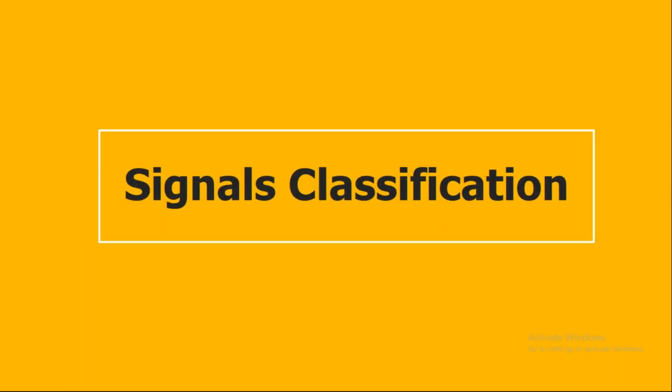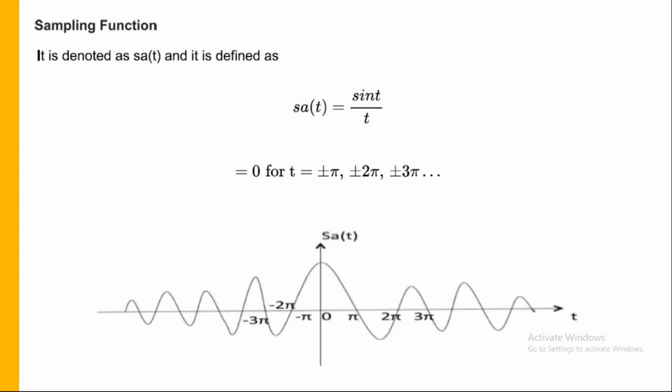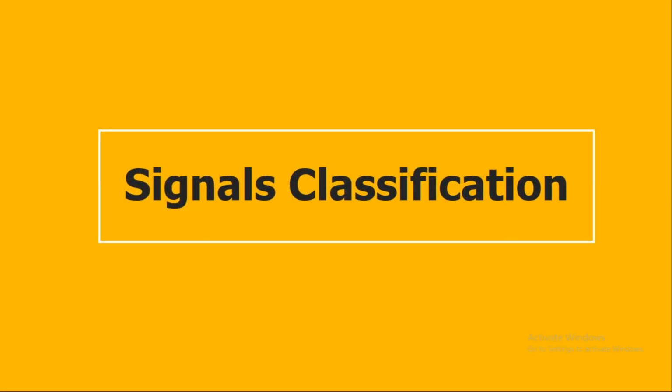Now coming to the next function. Now with this, the signal types are completed. Now I'm going to discuss the classification of signals. You may ask, what do you mean by classification? Depending upon the requirement, depending upon the usage of the signal, sometimes we can classify the signals into various types again. Now we'll see on what basis we are going to classify this.